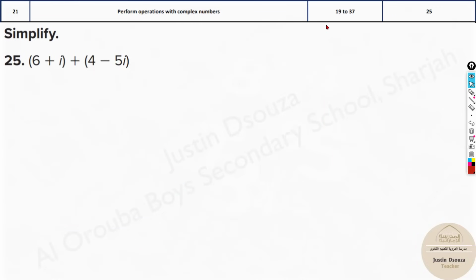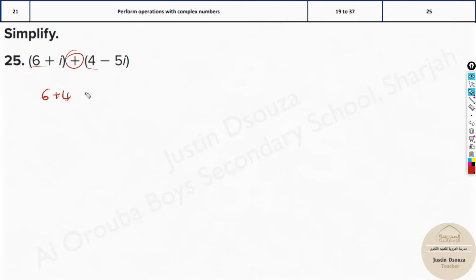Now we have to simplify. This is a huge term, right? Not huge, there are just 4 terms. We need to try and condense it as much as possible. How do we simplify? We need to add these 2 terms. So add the real parts together. It'll be 6 plus 4.